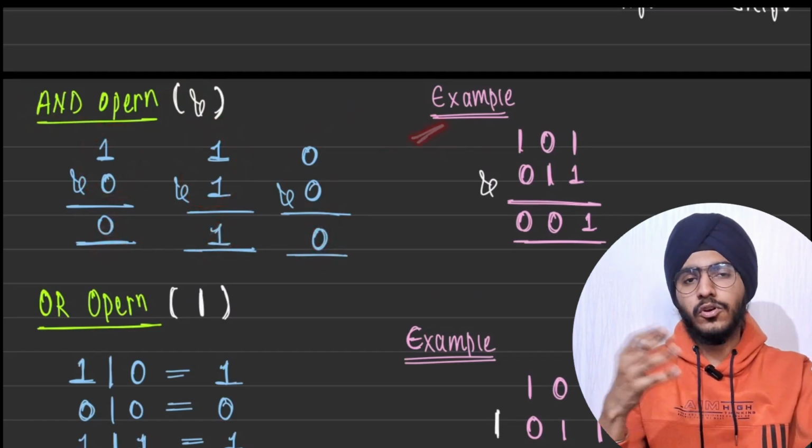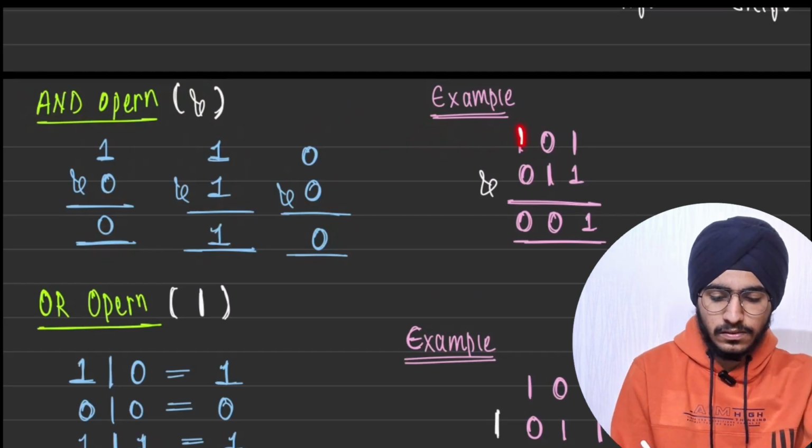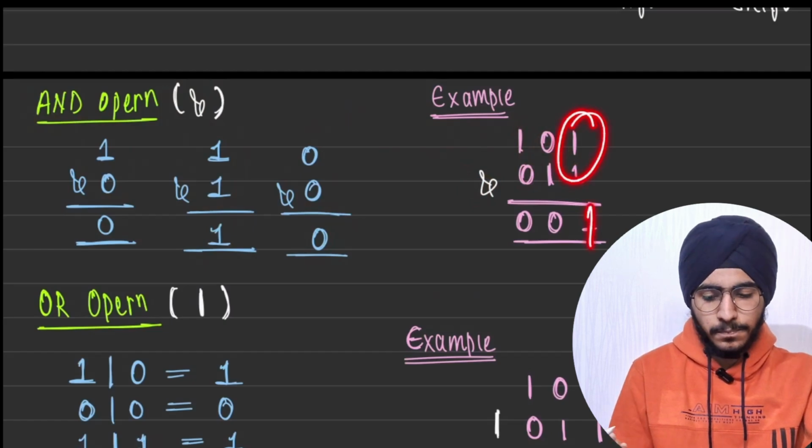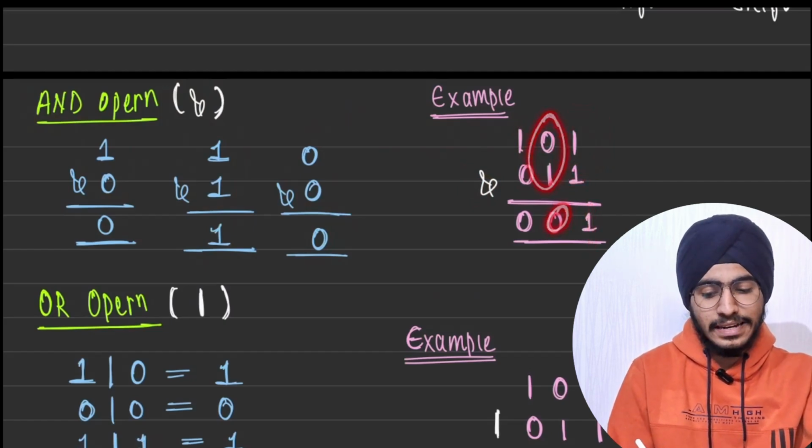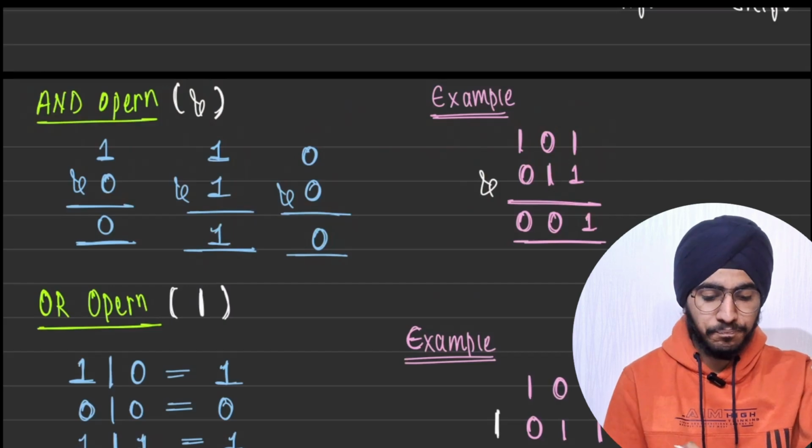For example, if I give you numbers in binary form, let's say 101 and 011, and I do AND of them, 1 and 1 is 1, 0 and 1 is 0, because at least one of them is 0, we will get 0.